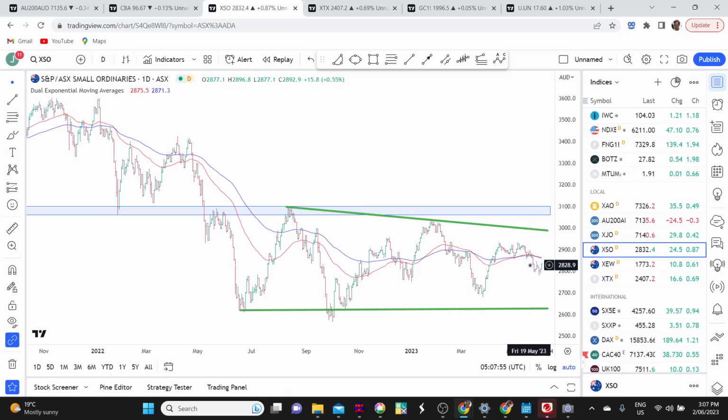I continue to exit stocks that are weakening, that are hitting my exit levels, and I'm continuing to buy a few stocks that are showing some strength and breaking out. But the index as a whole, not too exciting at the moment.